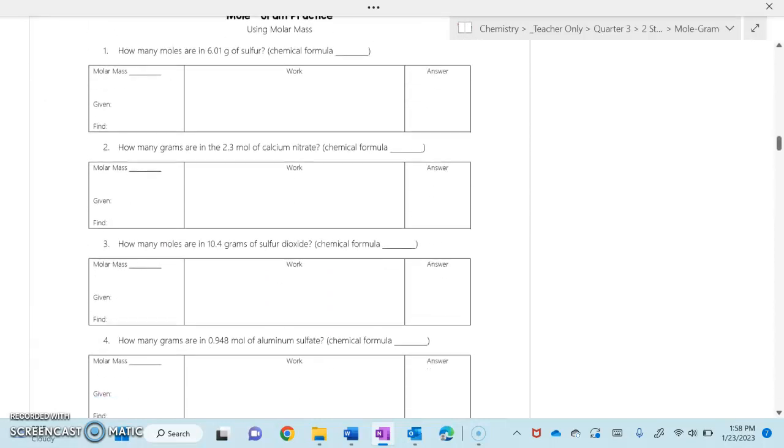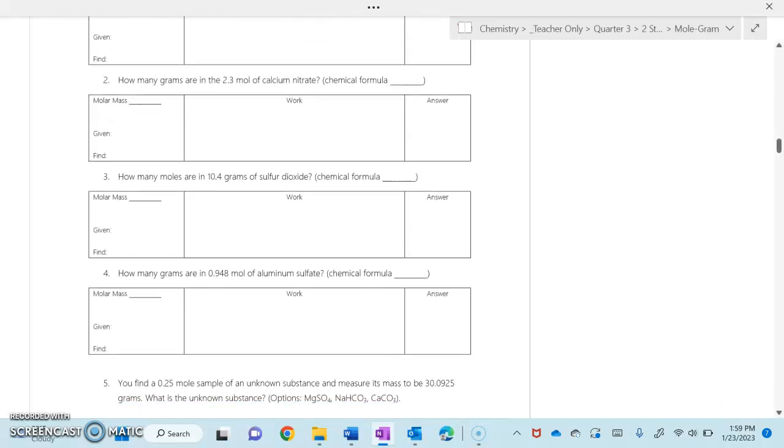On page 4, you're going to be calculating and converting. So you'll need to calculate here and then use this space to do a normal conversion with the given and the find. And whenever there's a space for a chemical formula, that's just asking you to write the symbols. Sulfur is an element, so that would just be S. Molar mass for that would be pretty easy. Calcium nitrate, don't forget to do your crisscross method. So this would be CaNO3 and you'll find the sum of all of this. 1 calcium, 2 nitrogens, and 6 oxygens for calculating your molar mass.